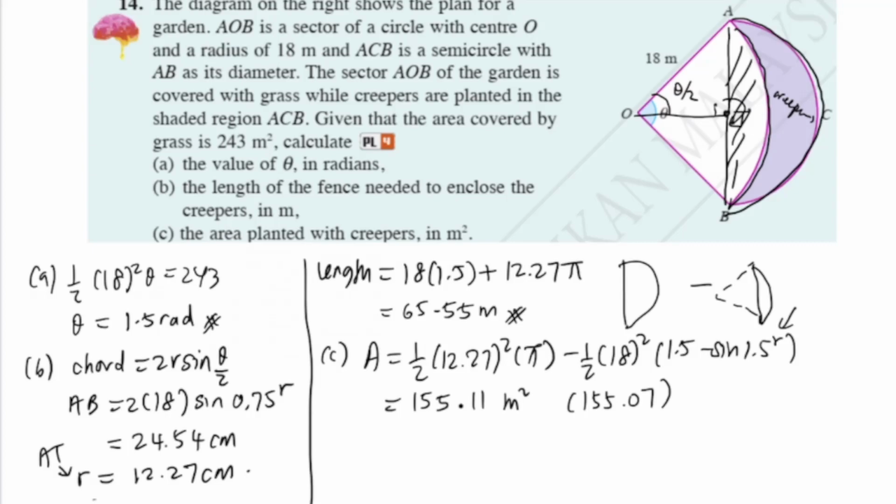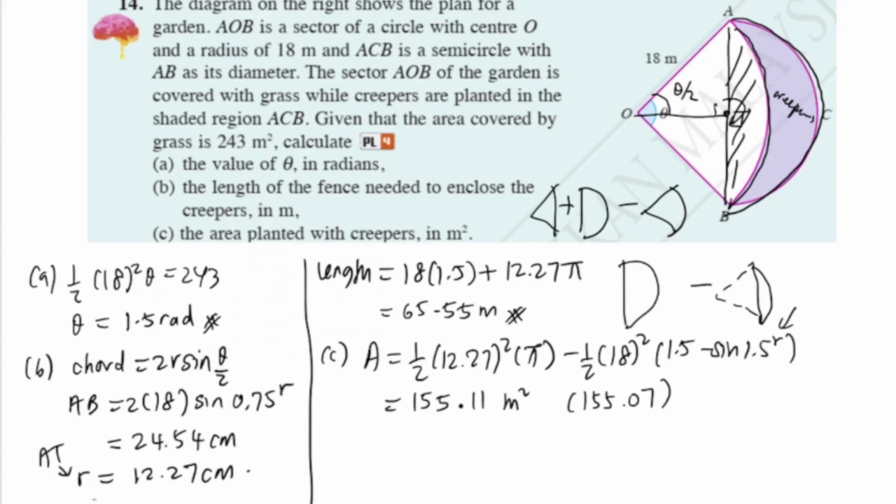Now, let me show you another way. Another way of doing it will be to use area of triangle plus semicircle minus area of sector. For your area of triangle, I know a lot of people use half times base times height. That means you have to find the height. You have to go back to this triangle here.